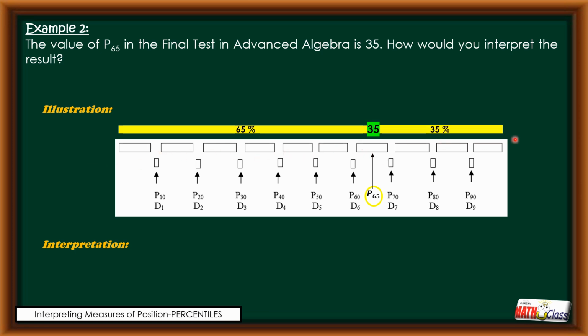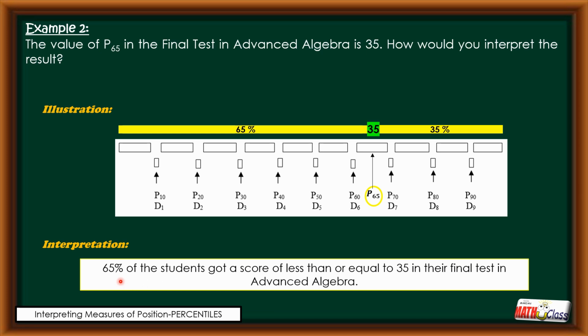This means that 65% of the students got a score of less than or equal to 35 in their final test in advanced algebra. On the other way around, we can also say that 35% of the students got a score of greater than or equal to 35 in their final test in advanced algebra.